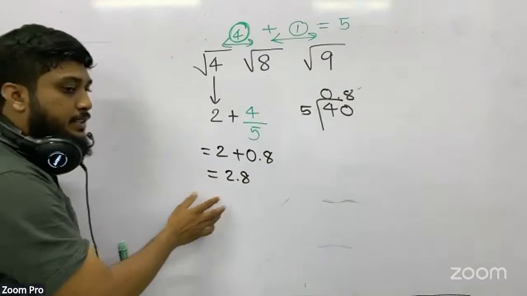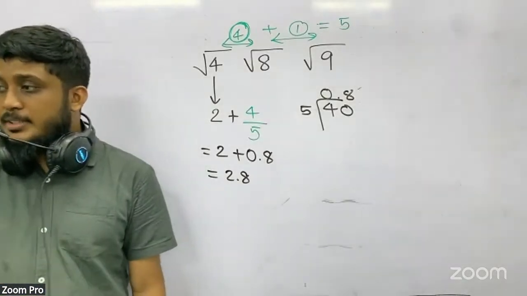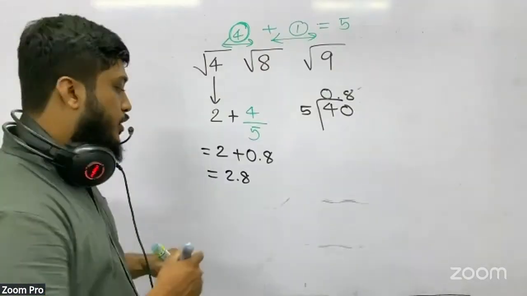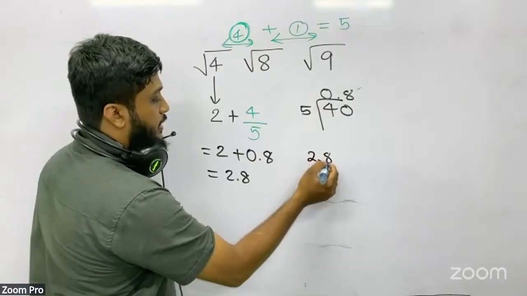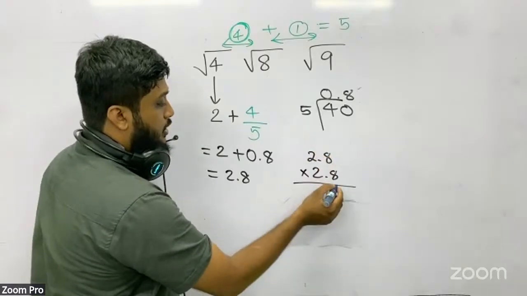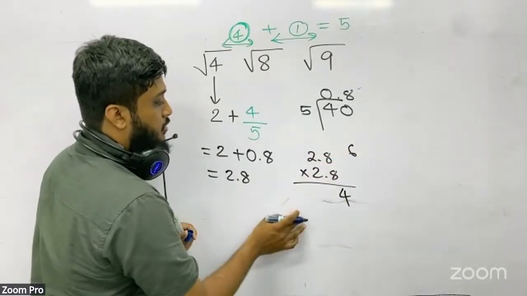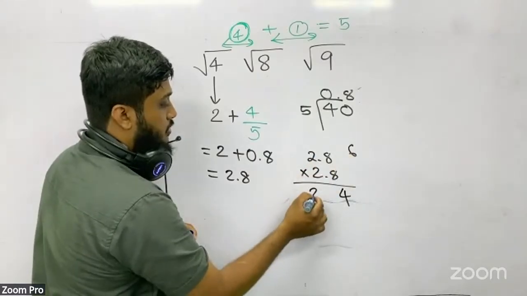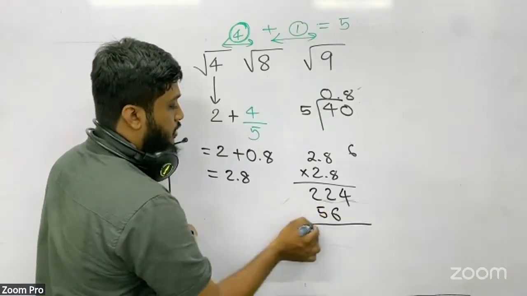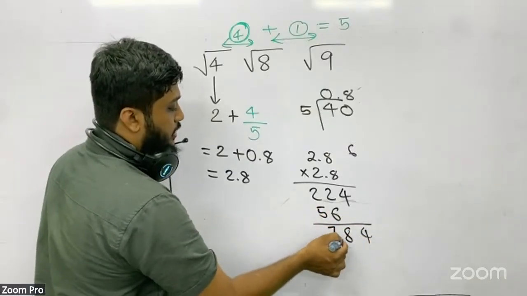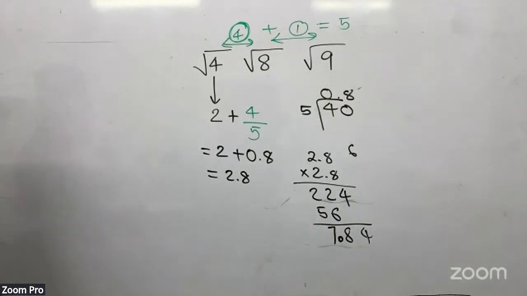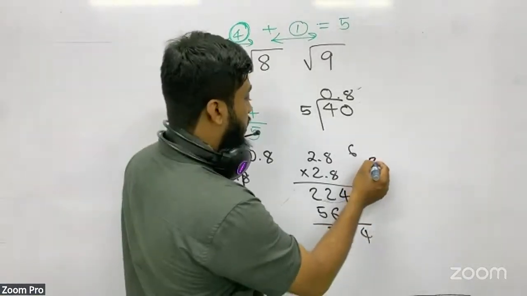After writing 2.8, is this the final answer? I have to double check. What and what do I have to check? 2.8 and 2.9. So to check that, what should I do? I should multiply 2.8 and 2.8 together. 8 times 8 is 64, 6 remainder. 8 times 2 is 16 and 6, 22. 2 times 8 is 16, 2 times 2 is 4, 5. So if you add this, 4, 8, 7, then the decimal point will come between 7 and 8. First listen. Don't write. After that, you have to check with 2.9.